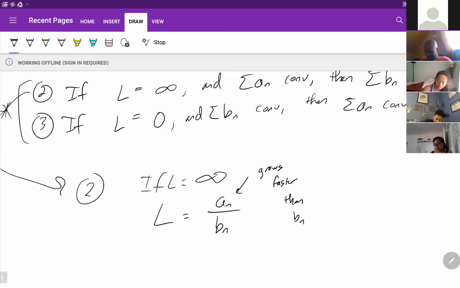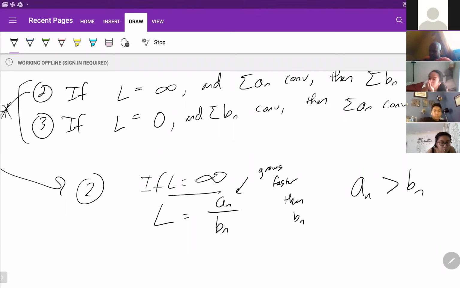Does that look familiar? What happens when you have a converging series, and it's greater than another series? The other series also converges. Yes, and that's what it's saying. The second part is saying A sub n needs to converge. If A sub n converges, then you can conclude that B sub n converges because A sub n is growing faster than B sub n.